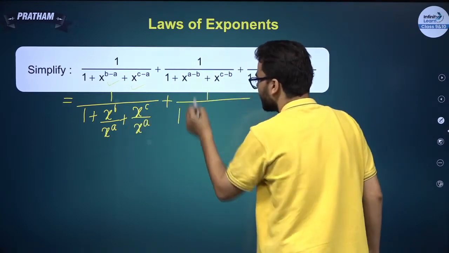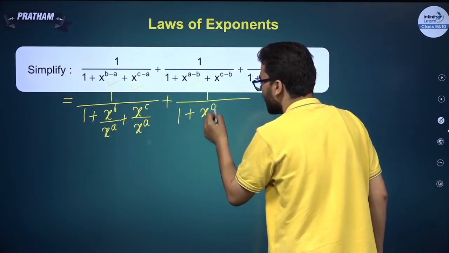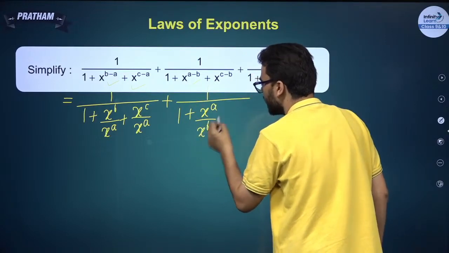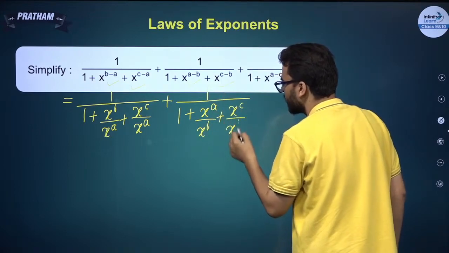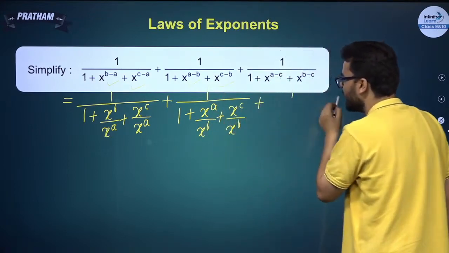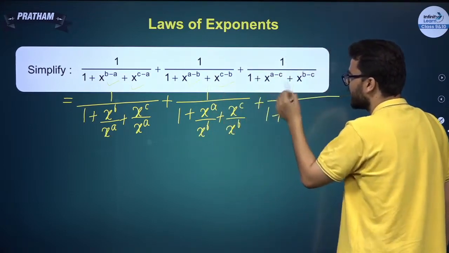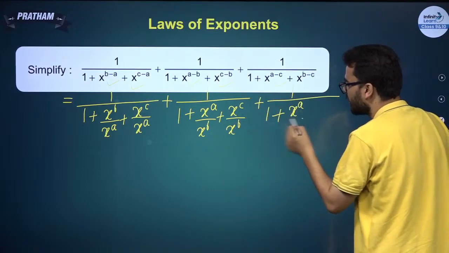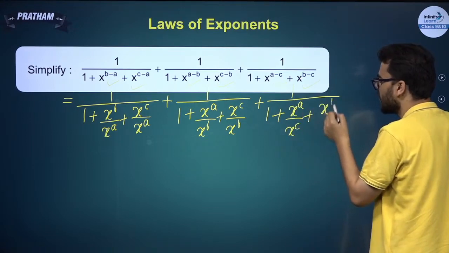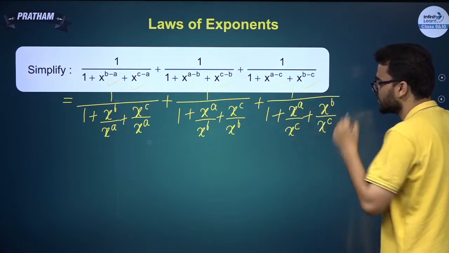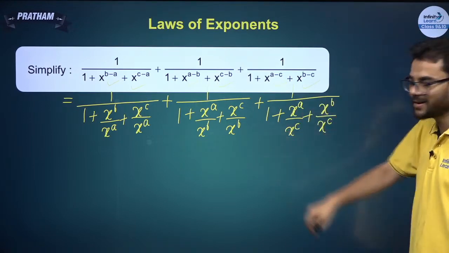1 plus this thing can be written as x raised to the power a upon x raised to the power b, plus this thing can be written as x raised to the power c upon x raised to the power b, plus 1 plus this thing can be written as x raised to the power a upon x raised to the power c, plus this thing can be written as x raised to the power b upon x raised to the power c. I hope this is clear. You can write it like this.